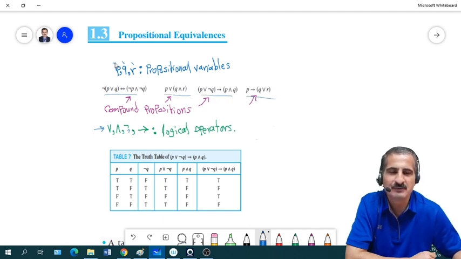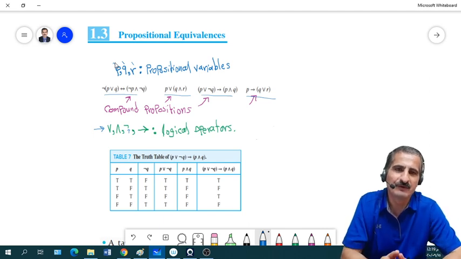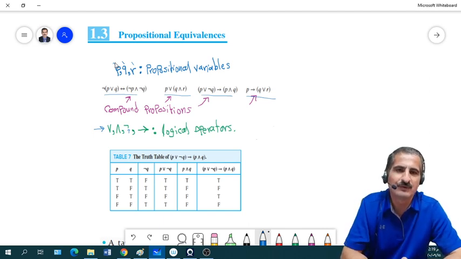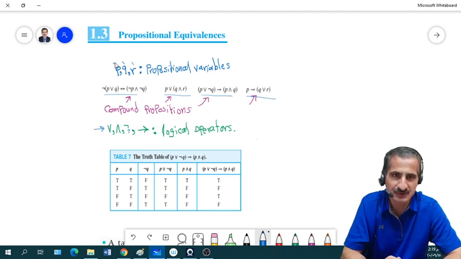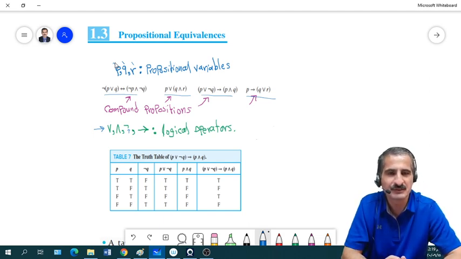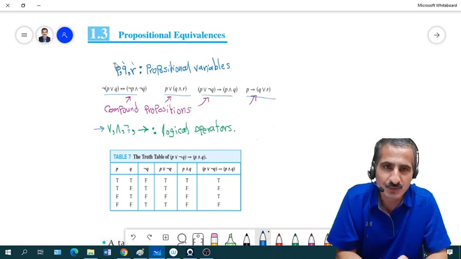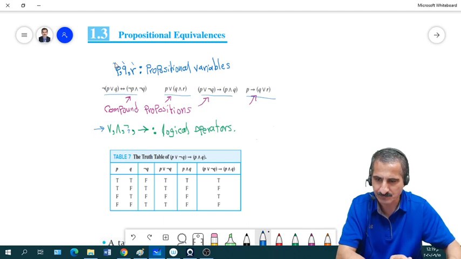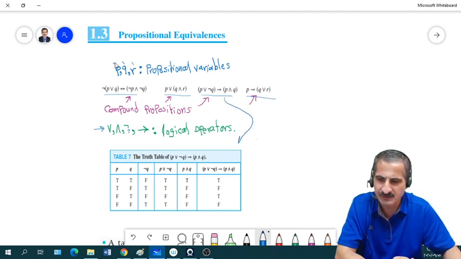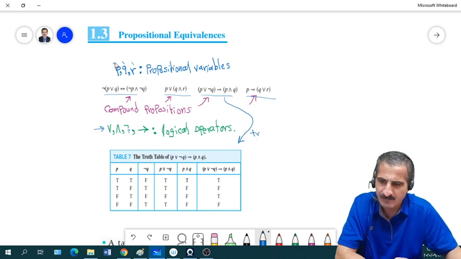These compound propositions take truth values, either true or false, because each of them is a proposition, and we know that a proposition is a declarative statement that takes either true or false. As an example, in the last video, we constructed the truth table of this particular compound proposition. We call it a truth table.